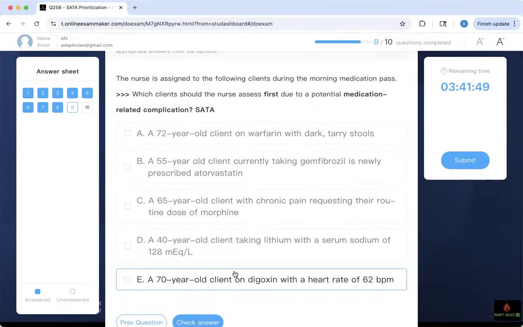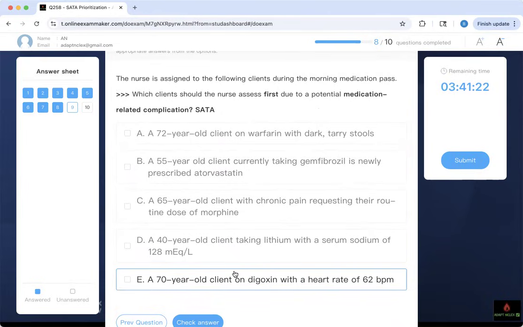Number 9, which client should the nurse assess first due to potential medication-related complication, all right? Selected apply. A nurse is assigned to the following clients during morning medication pass. Which one should the nurse assess first to make sure the medication is not causing a problem? You have a 72-year-old, forget about the age, cancel the age. All I care about, client on warfarin with dark, tarry blood stool, right?